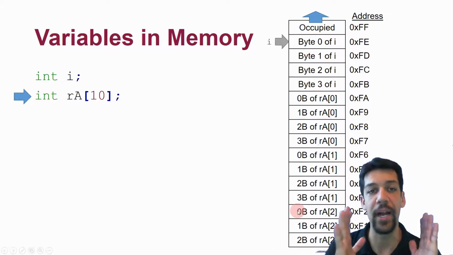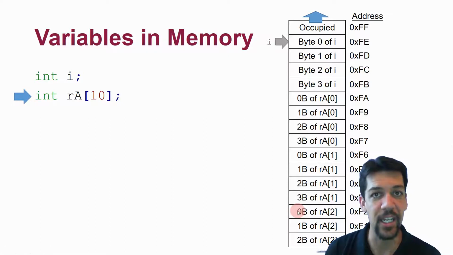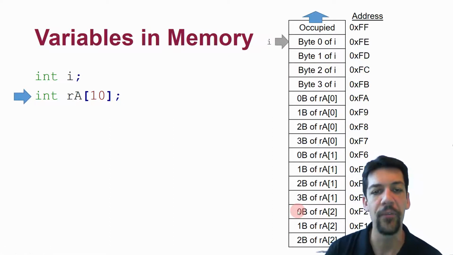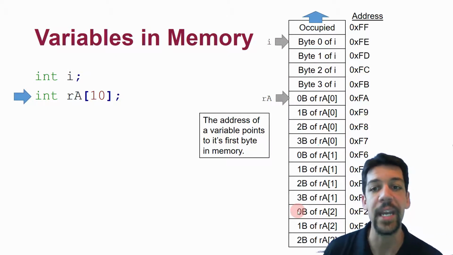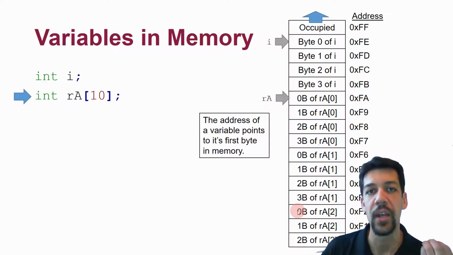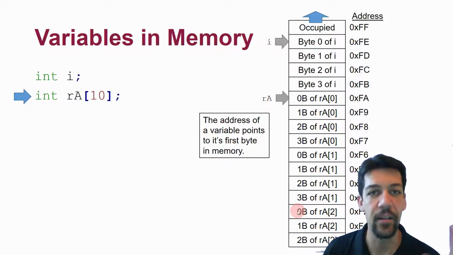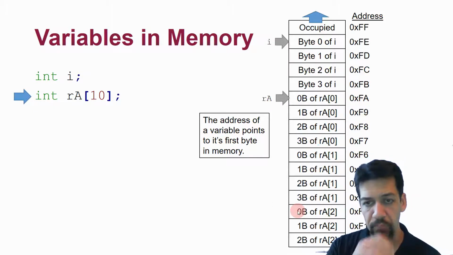Again, it's arranged contiguously, all in one big block from the start of the array, which is the address of the name. So the address of the variable, if I just said, what's the address of A, it would point to the very first byte of the very first element in the array, right?